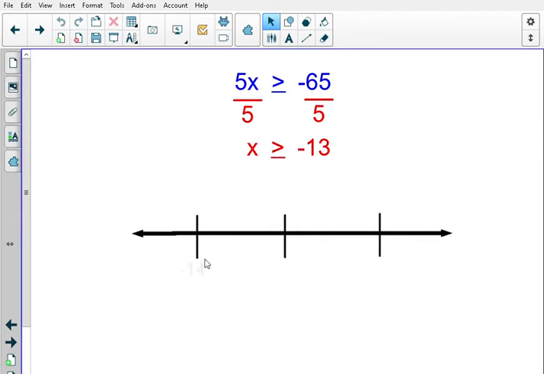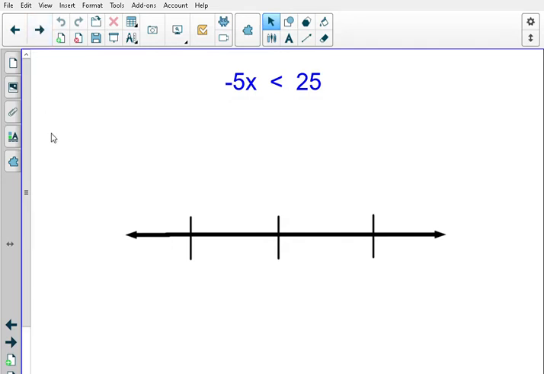So we'll put our numbers on our number line so we can get a snapshot of that number line. Our starting point is negative 13 and it is part of the solution, so we're going to put a solid dot there and we're going to shade it towards the greater than side. Okay, we can check it, plug in negative 12. Is negative 12 greater than or equal to negative 13? Yes, it is.